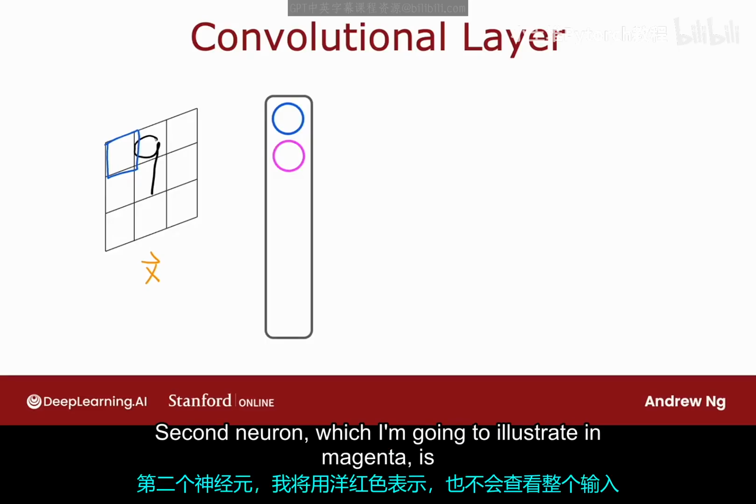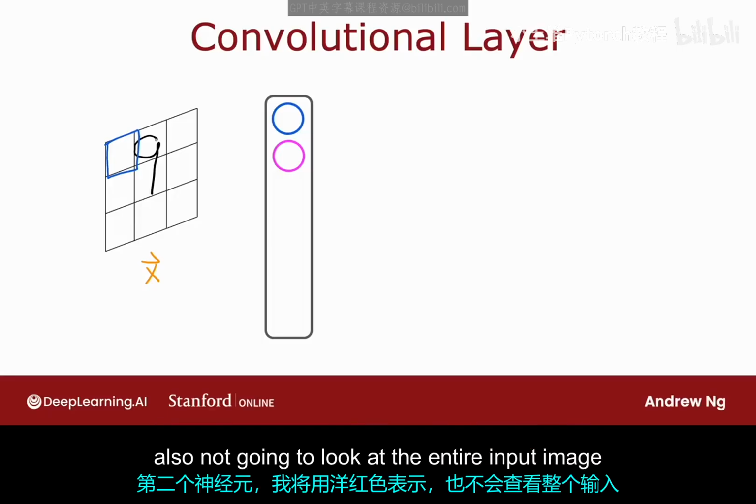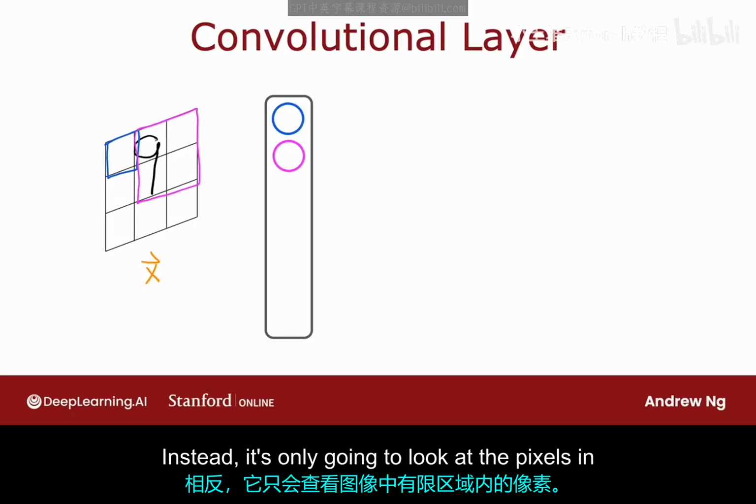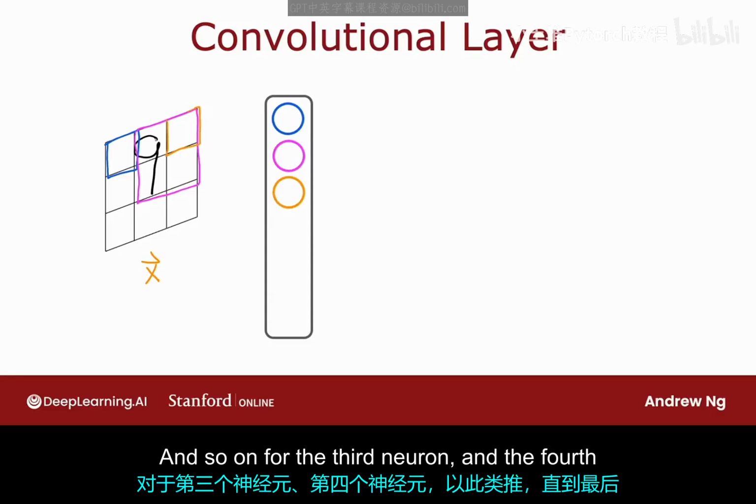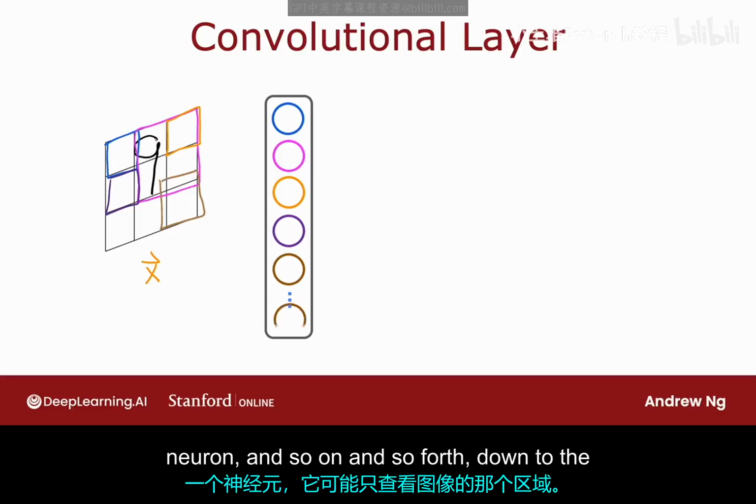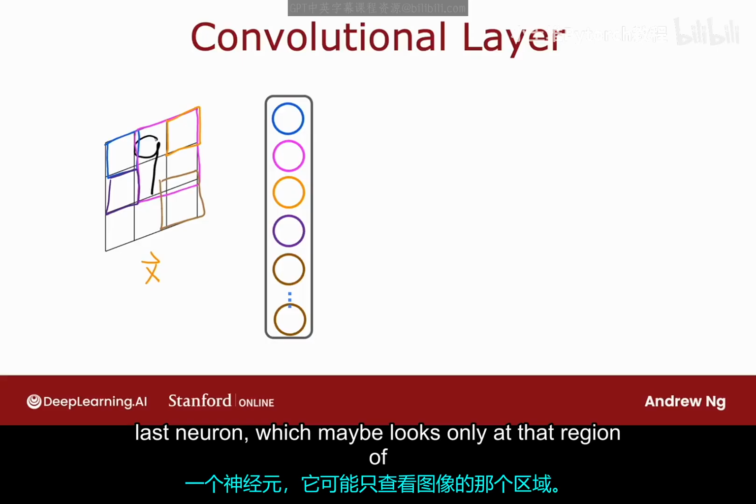The second neuron, which I'm going to illustrate in magenta, is also not going to look at the entire input image X. Instead, it is only going to look at the pixels in a limited region of the image. And so on for the third neuron and the fourth neuron, and so on and so forth, down to the last neuron, which maybe looks only at that region of the image.